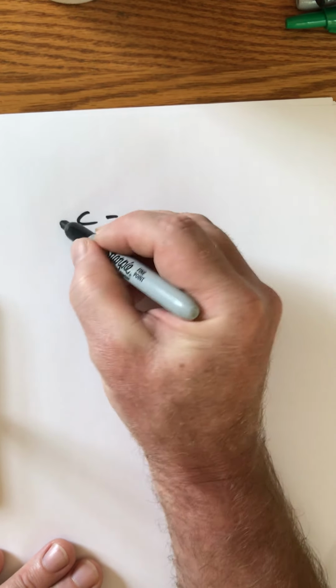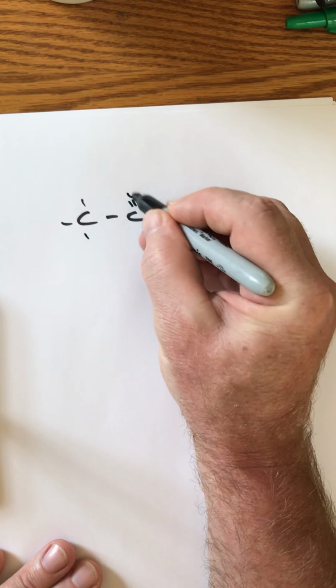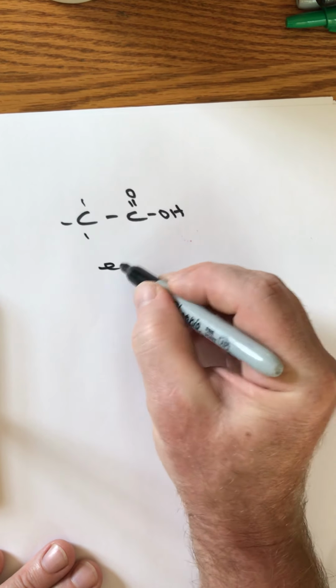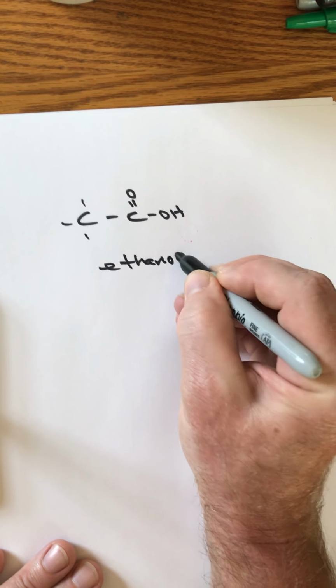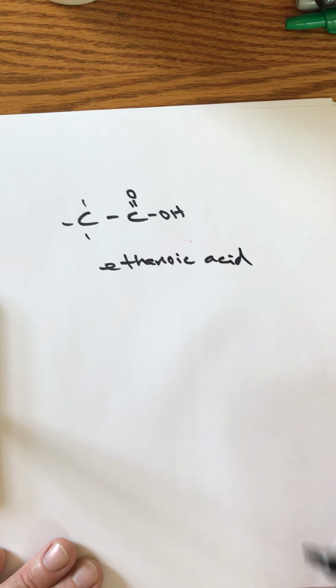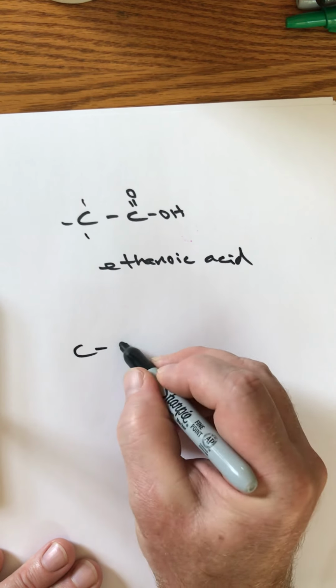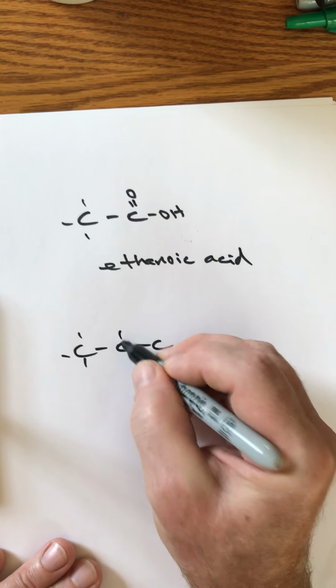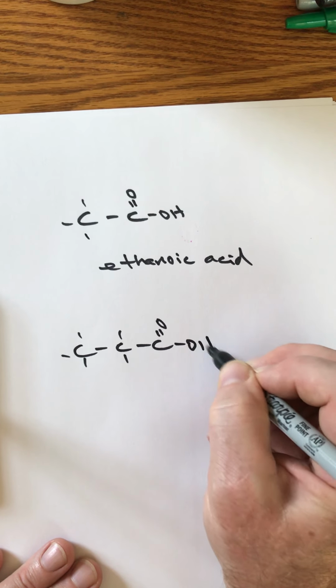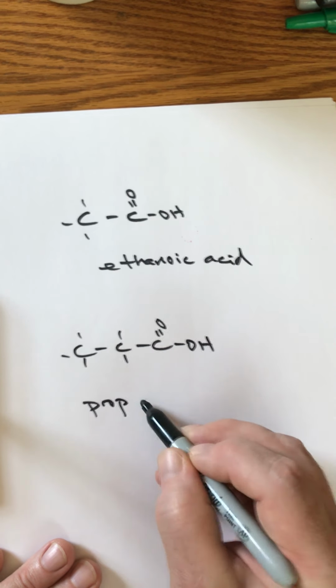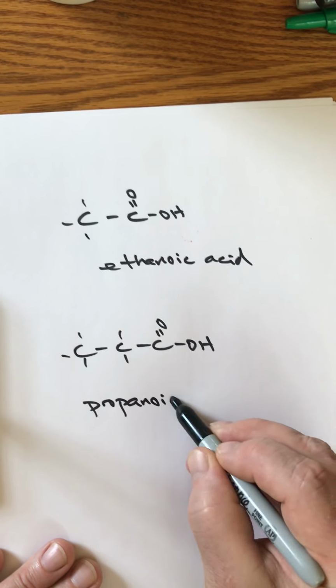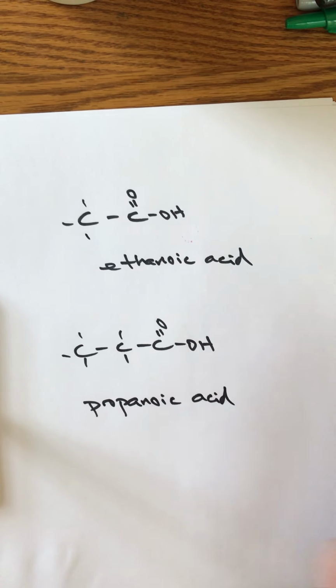And it's always at the end, so if I have 2 carbons, ethanoic acid. 3 carbons, propanoic acid. I don't need a number because it's always a number 1. If you use a number and you make it number 1, it's not wrong. It's redundant. But if you use a number other than the numeral 1, it is wrong.